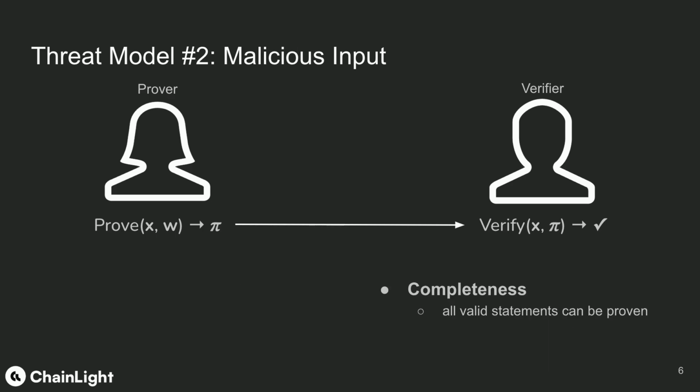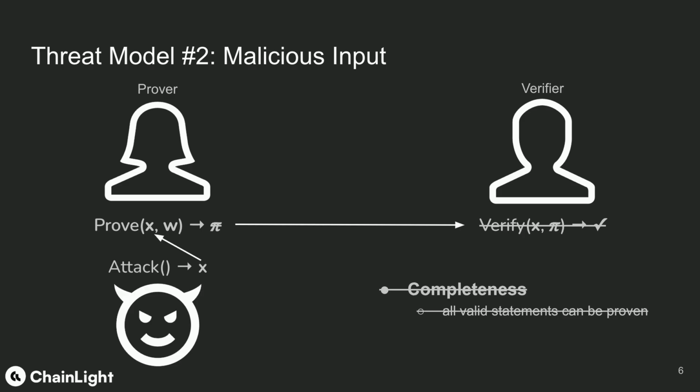Another threat model is malicious input. In this model, the prover is not in full control of the public data that they're proving information about. Like a sequencer isn't in full control of the transaction data, because users can submit transactions to the layer 2 that the prover is going to have to be able to prove. If an attacker can produce some transaction that they know the proof system won't be able to handle, then they can break completeness because the prover won't be able to prove that, and this can cause a denial of service on a layer 2, as an example.